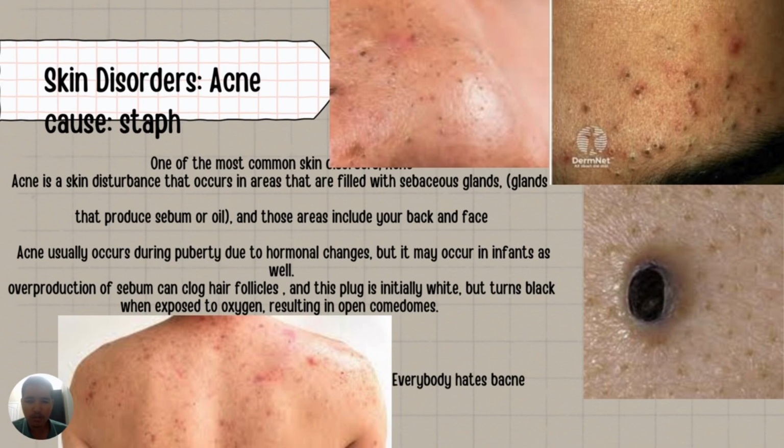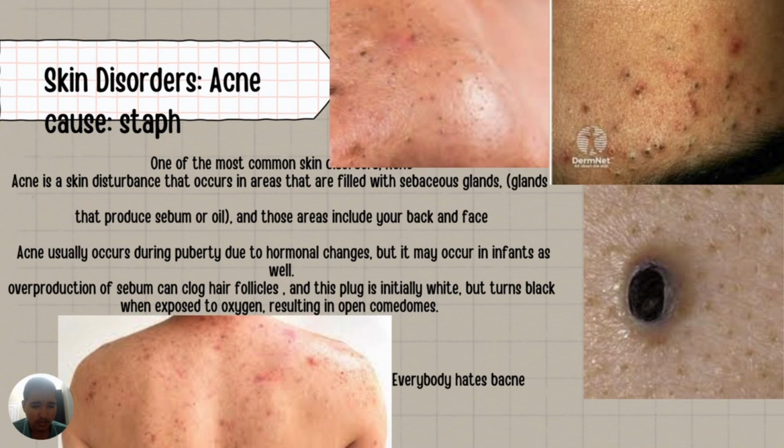One of the most common skin disorders that plagues a bunch of people is acne. It's a skin disturbance that occurs in areas that are filled with sebaceous glands, which produce sebum, or oil. Those areas that are full of sebaceous glands are your face and back, which is where acne usually appears. Acne usually occurs during puberty due to hormonal changes, but it can occur in infants as well and stay until adulthood.